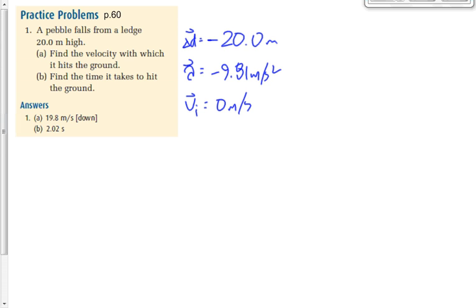We're looking for the velocity with which it hits the ground, and we're also looking for the time that it takes to fall to the ground. What do you want to try first? Guys, listen, we're looking for final velocity in question A. Is there any reason why we can't solve for time first? Not at all. It doesn't matter what order you solve for. Thodas, what's your idea there?